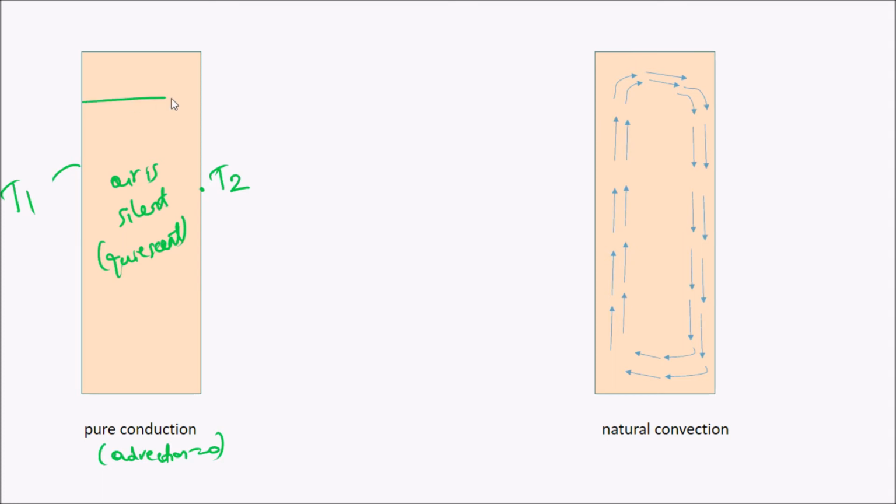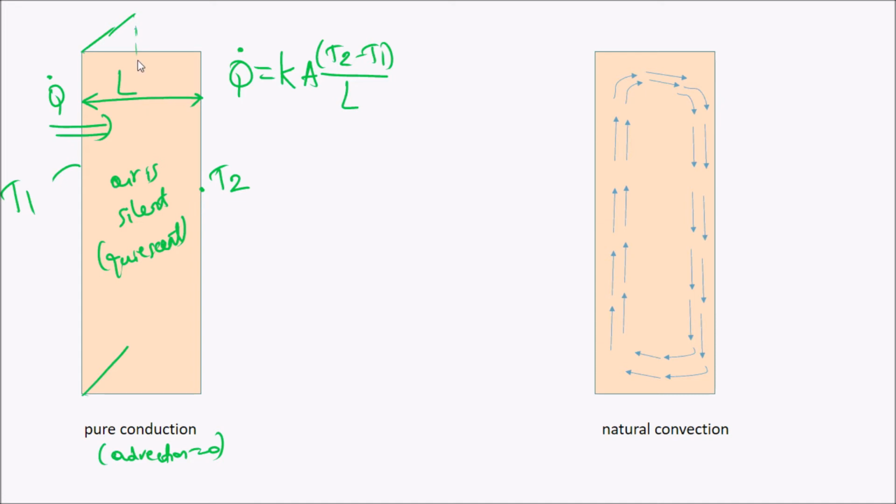If I take some thickness here, L, then the heat conduction in that direction will be Q dot. That Q dot will be equal to K times T2 minus T1, divided by the thickness L, times the area. Here you have the area that heat is transferred, this three-dimensional area.